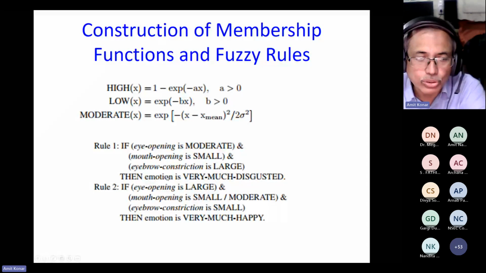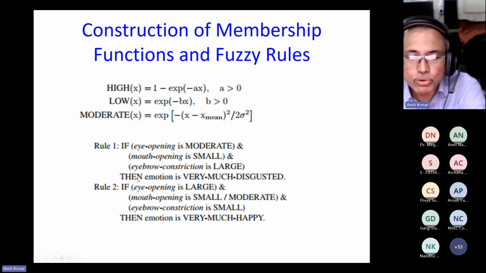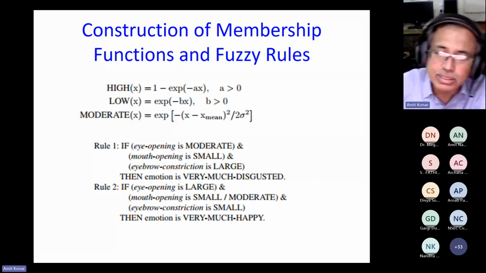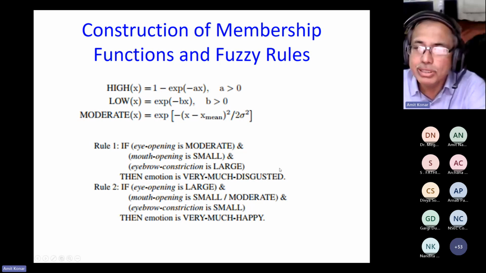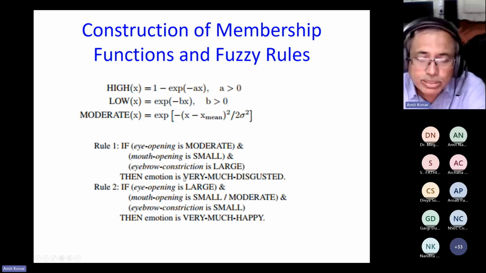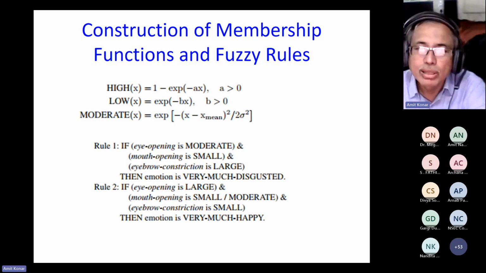And we have certain rules. Just look at one rule. If eye opening is moderate and mouth opening is small and eyebrow constriction is large, then the emotion is very much disgusted. When a person is disgusted, his eyebrow constriction seems to be large, his mouth opening is tight because he is not happy as such, and his eye opening is moderate or small. So that way we constructed some rules from common sense reasoning. But these rules are mostly applicable in the Indian context.